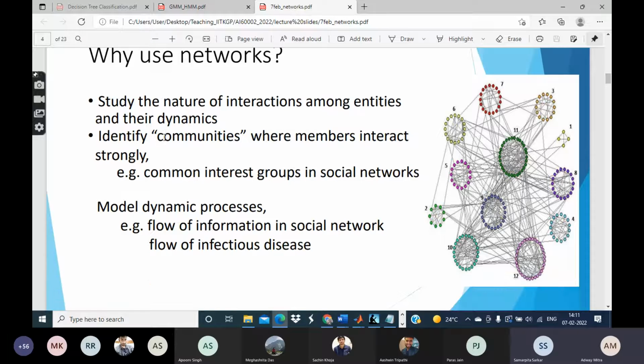So for example, common interest groups in social networks, or whenever we are dealing with some kind of chemical agents or say proteins, etc.